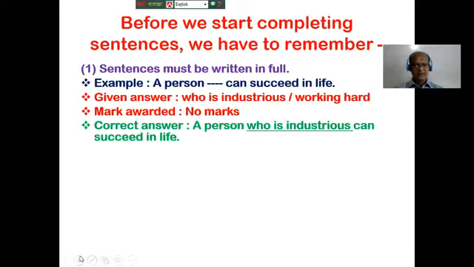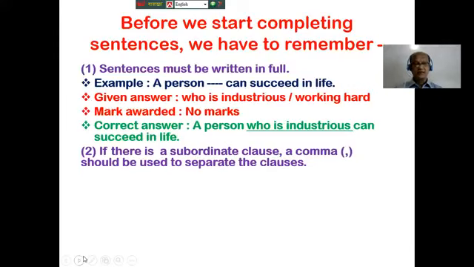Now let us go to the next point. If there is a subordinate clause, a comma should be used to separate the clauses. Sometimes not all subordinate clauses have a comma. We have to be careful about putting a comma when we complete the sentence.